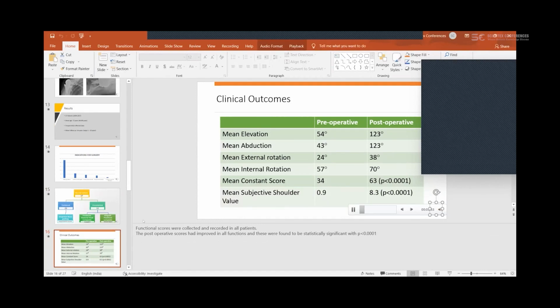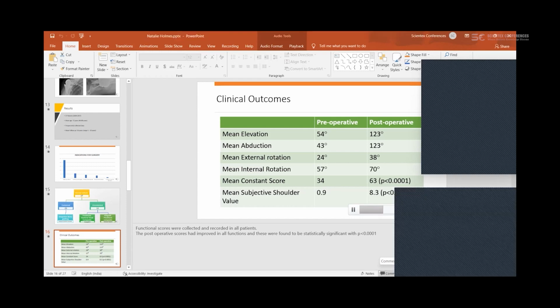In terms of the clinical outcomes, what we found was that the functional scores were collected and recorded in all patients pre and post-operatively, and post-operatively the scores had improved in all functions, and these results were found to be statistically significant with a p of less than 0.0001.